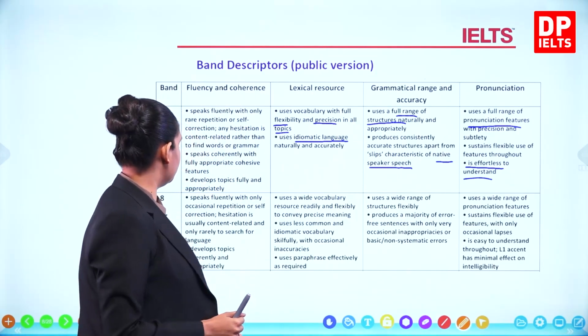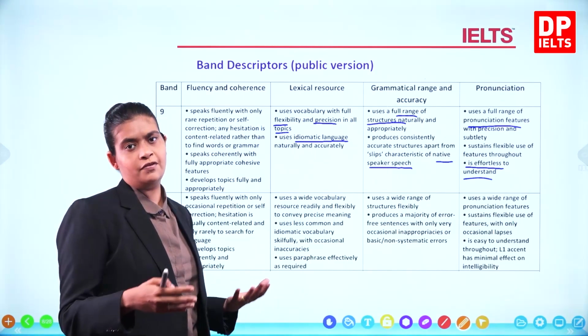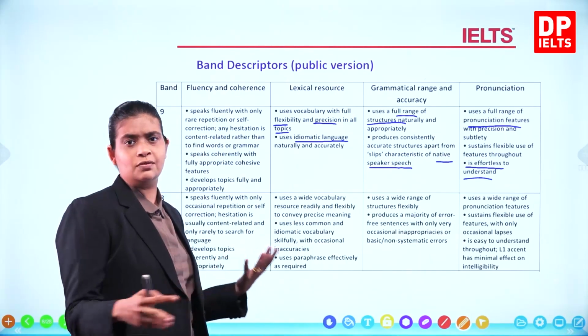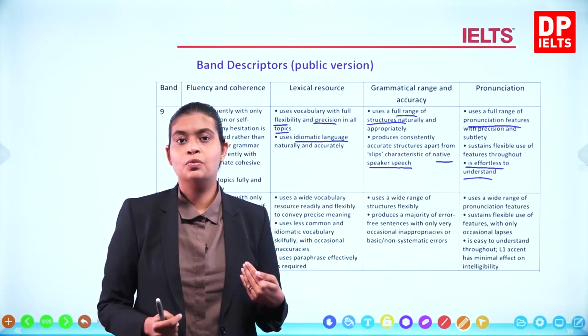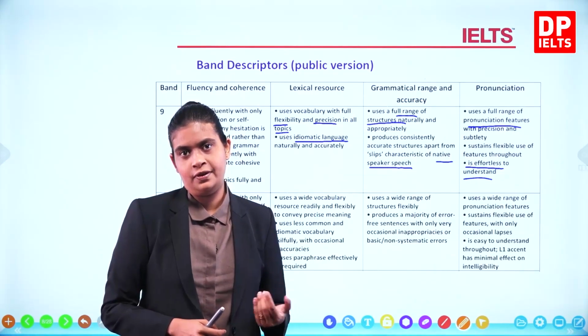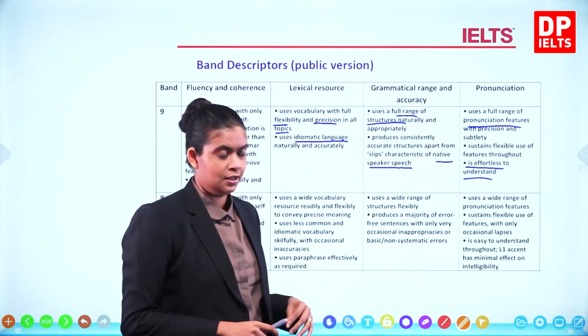But I know most of you aren't looking at a 9 or an 8. Most of you are looking at 7 and above or 6, 6.5. So that's the range we're looking at. But I know there are some students who want to really get an 8 or above, okay? So that's why I thought I'll run through this as well.